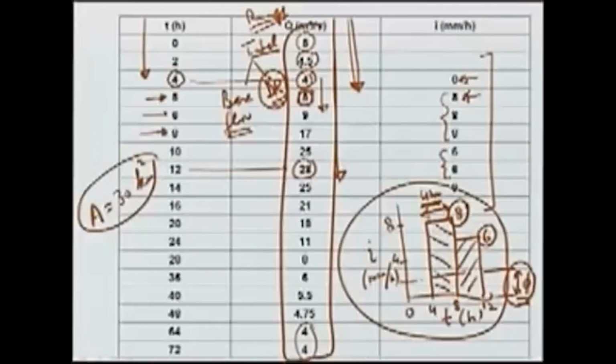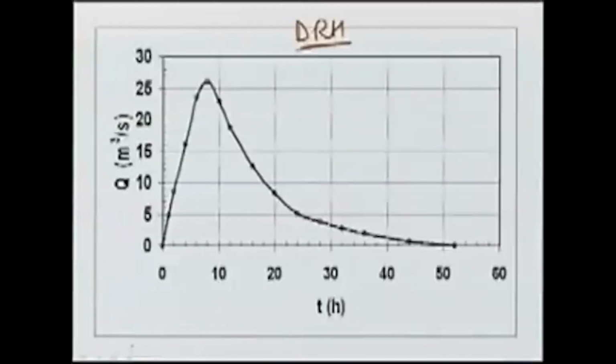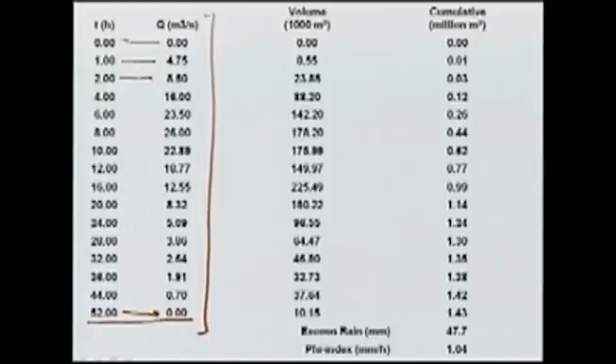Now, we have to find out the phi index, and to do that we need to find out the volume of direct runoff, and that computation can be done based on the DRH ordinates. So, here we have shown the ordinates of the DRH. At t equal to 0 we have 0, then 1, 4.75, at 2 8.5, and at 52 it stops here. So, for a 4 hour rain the runoff will continue for about 52 hours. Now, we can find out the volume which is accumulated at different times.